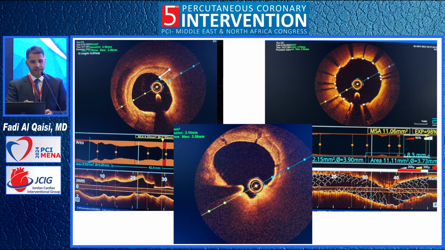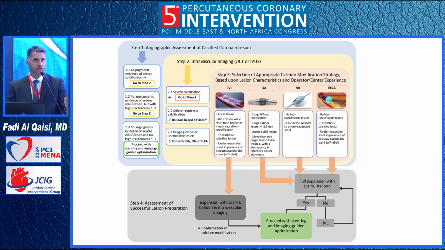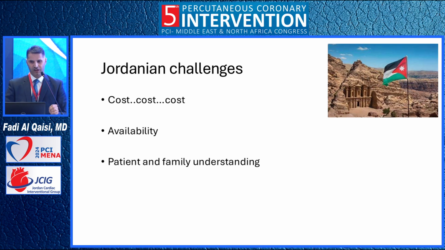This is another example of a case I did in the US where there's a thick calcium. According to the OCT with lithotripsy, you can see these cracks along the walls of the arteries. I disrupted the plaque so I can have proper expansion, and the stent sits very nicely. There is a very nice algorithm for how to evaluate which equipment to use. For the sake of time, I will just pass and spend a few minutes to talk about Jordanian challenges.